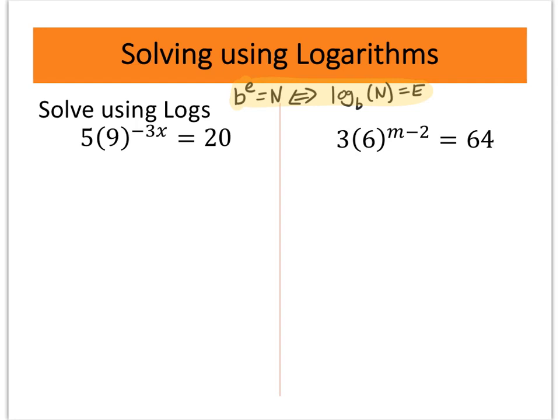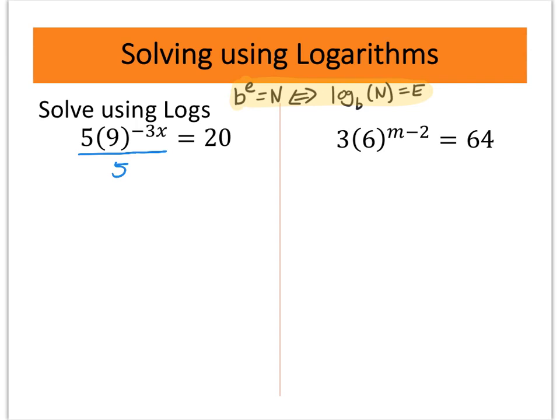So the main idea is that when we're solving, we want to be sure that we get rid of everything in front of the exponent. So here I've got 9 to the power of negative 3x, but I have this 5 that's multiplying in front. Same thing here. I've got to get rid of this 3 before I can use this because it's 3 times this exponent. Essentially, we want to think about PEMDAS backwards if that helps you know what order. So the first thing we're going to do in each of these is divide both sides by 5. We want to get rid of the 5.